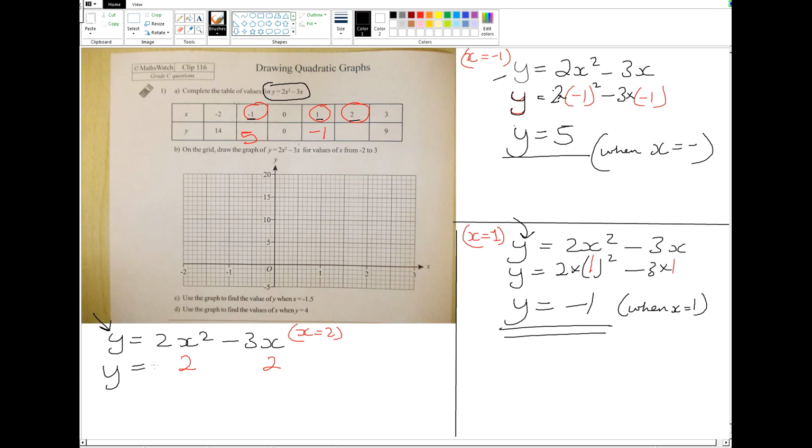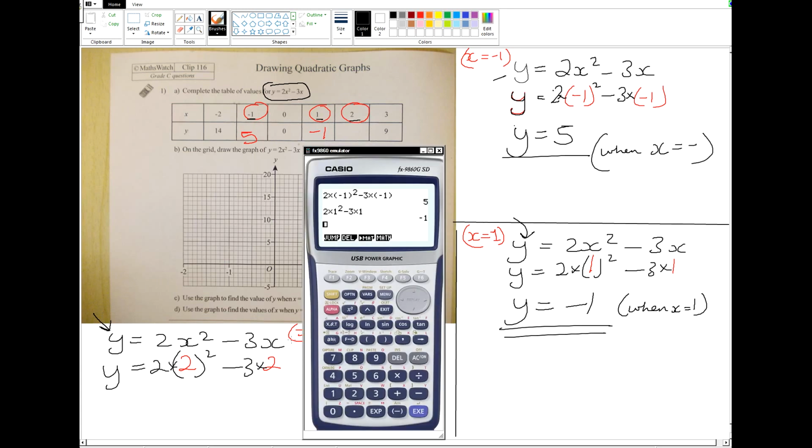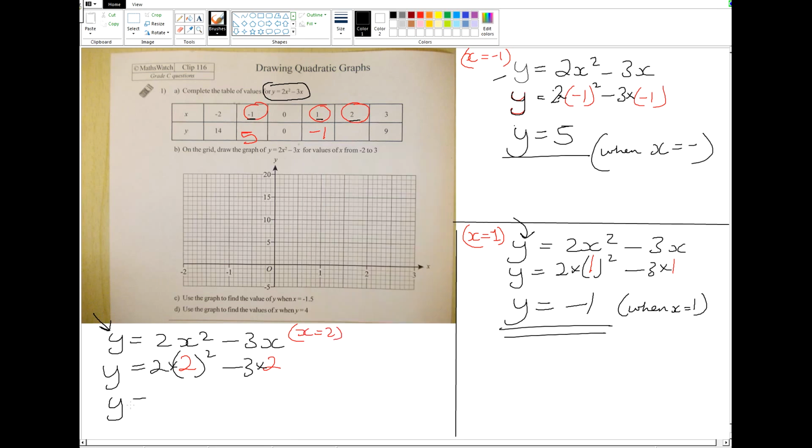So y is equal to 2 times 2 squared, take away 3 times 2. Calculator. 2 times 2 squared, take away 3 times 2. You don't really need a calculator for this, but I know you guys are so lazy. So what's the answer? 2. So we have minus 2 gives us an answer of 14.